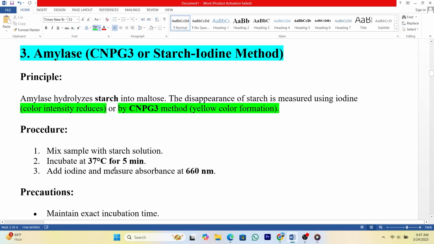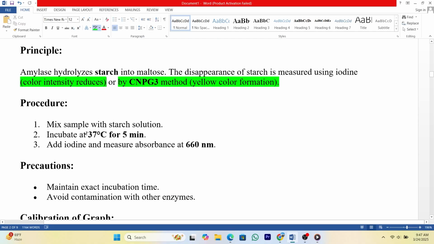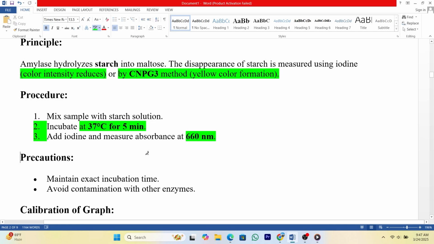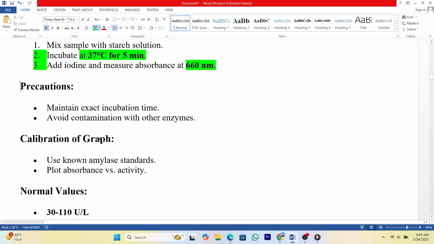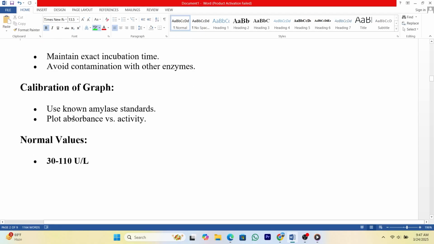Procedure. 1. Mix sample with starch solution. 2. Incubate at 37 degrees Celsius for 5 minutes. 3. Add iodine and measure absorbance at 660 nm. Precautions. Maintain exact incubation time. Avoid contamination with other enzymes.